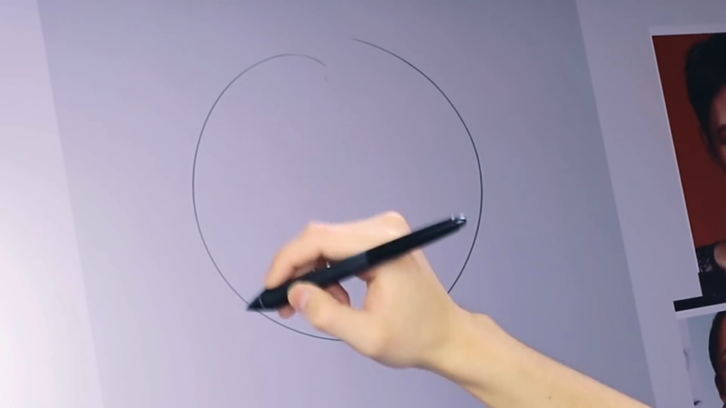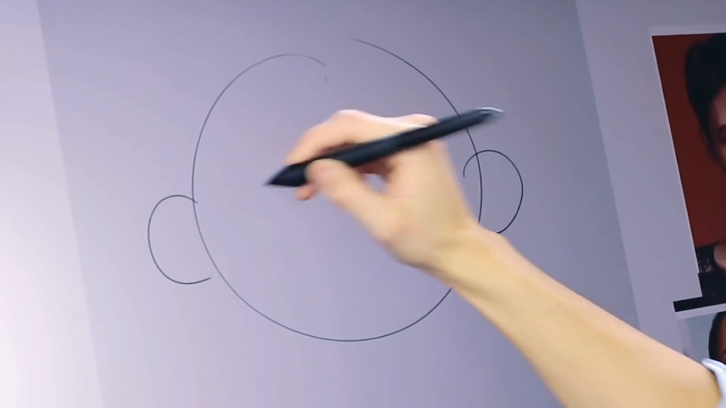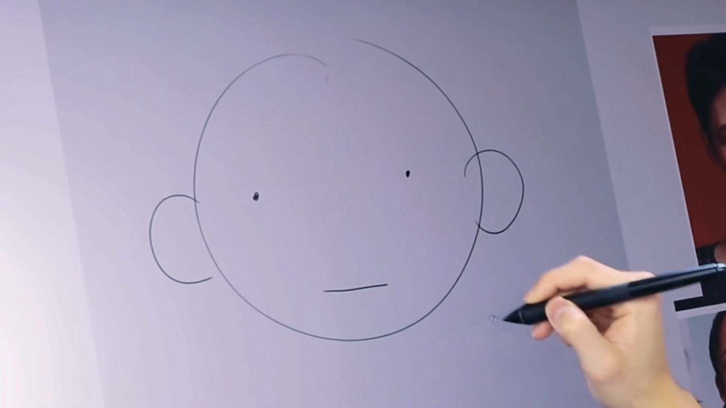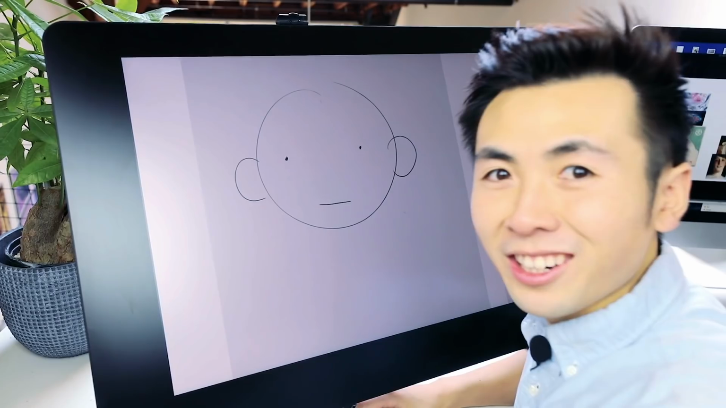So let's do it. Her head looks like a circle, and she has ears. Oh, and of course eyes and a mouth. And that's how you make your portraits. I'll see you guys later.